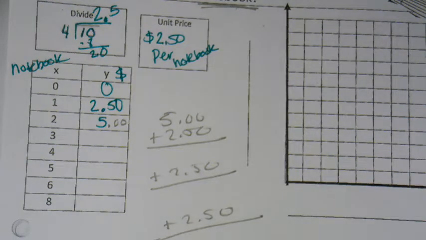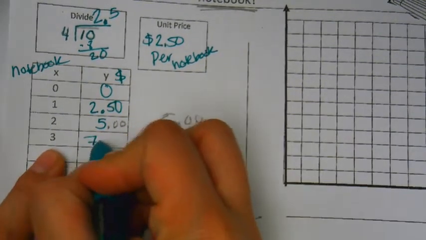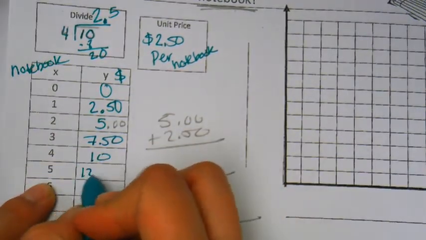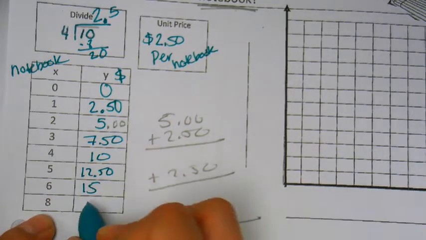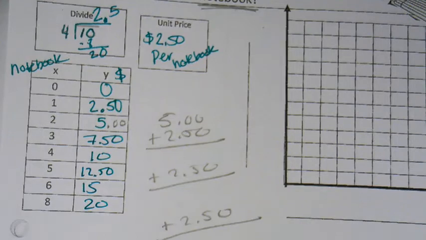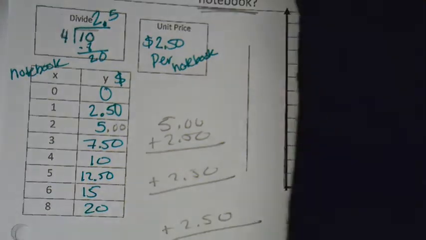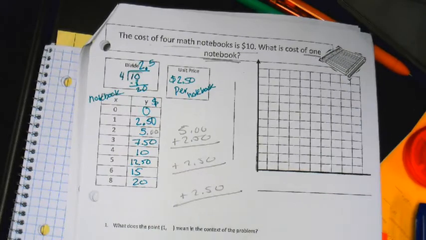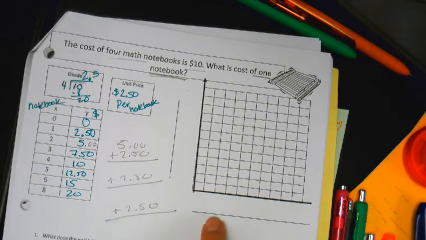All right, so what's the cost of 3? 4? 5? 6? And 8. So how do they trick you? They skip. That's how they trick you. All right, how do you plot 2.5? First off, let's label. What does X represent?